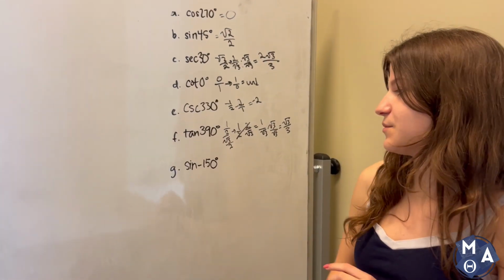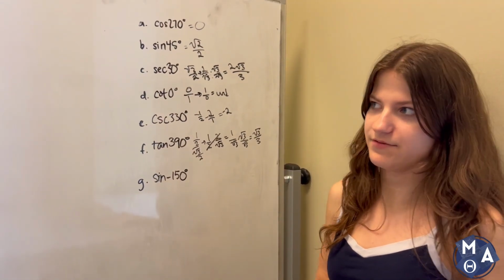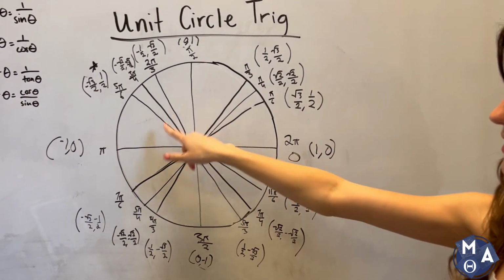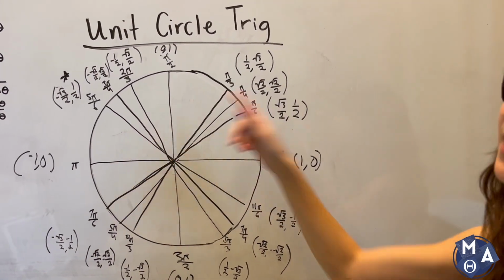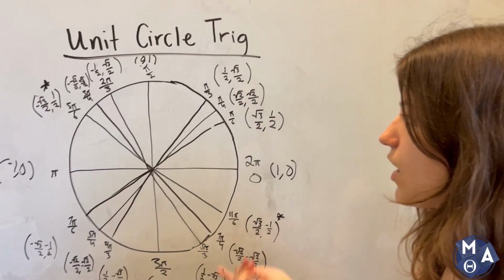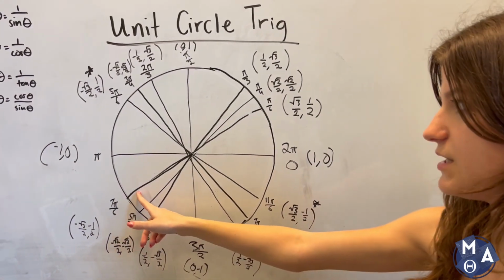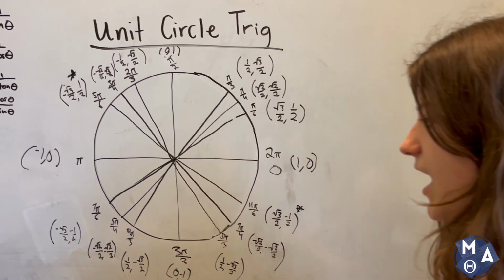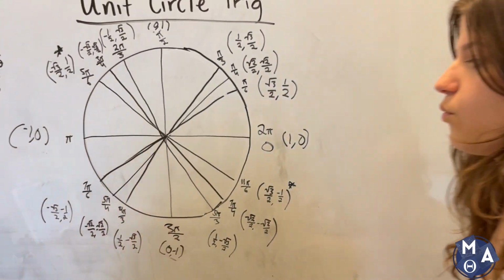And for our last one, we have the sine of negative 150. If you see, we go around, here's 150 regularly, but this is negative. So we would go around here, and that would be negative 150. We're looking for the sine, so we would take negative 1/2.